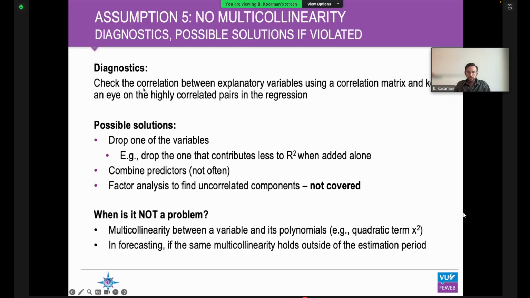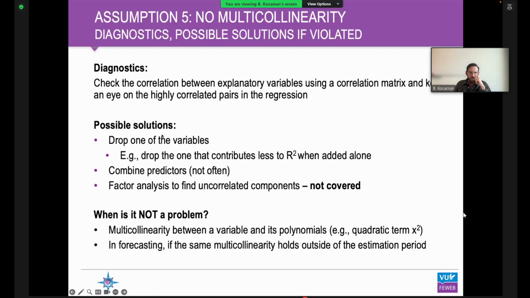Okay, so the diagnostic is actually related to checking correlation between explanatory variables. So you get a correlation matrix of the independent variables, and then see if there are highly correlated pairs. And when you have a correlation matrix, for the purposes of the course, we will always give you a threshold of what is the high correlation or low correlation, so you will not be in between.